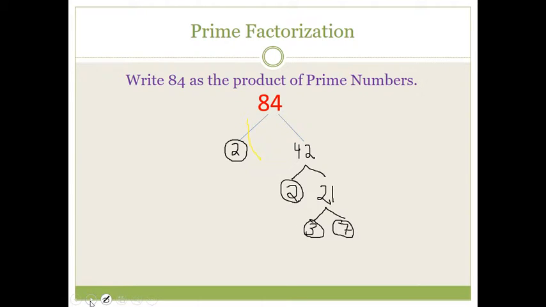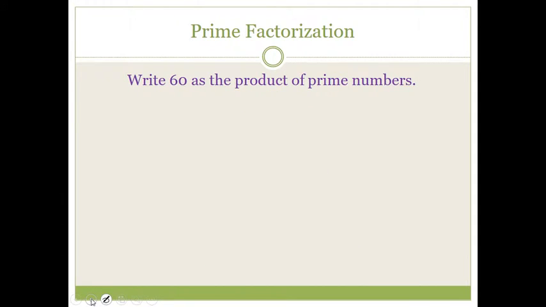And so we get that the prime factorization of 84 is 2 times 2 times 3 times 7. And yes, if you multiply these all together, you get 84. So that's what we call a prime factorization. Why don't you try this one on your own? Pause the video and see if you can write the factor tree of 60, resulting in 60 written as a prime factorization.